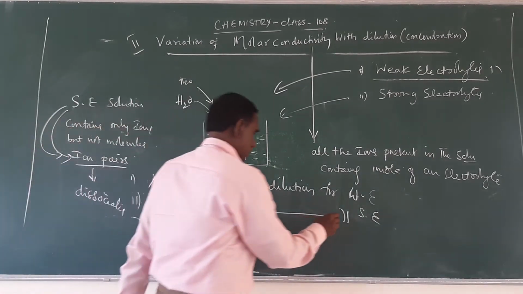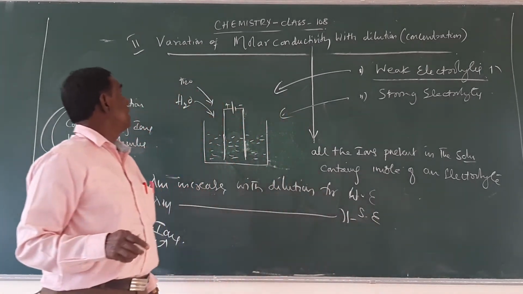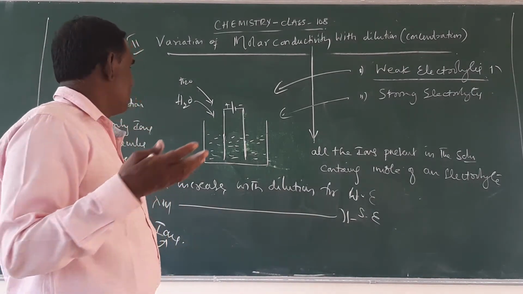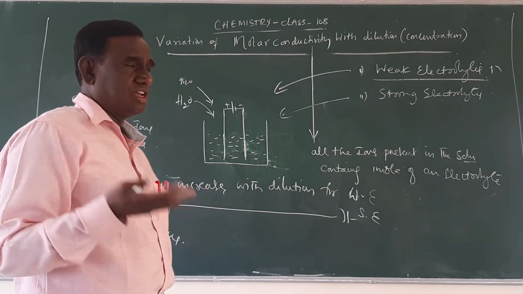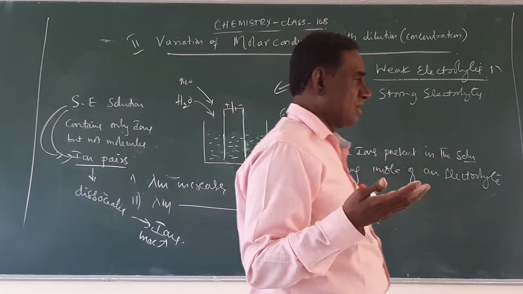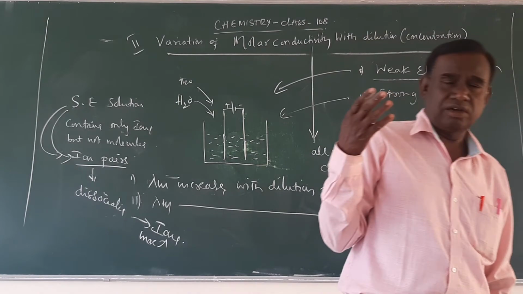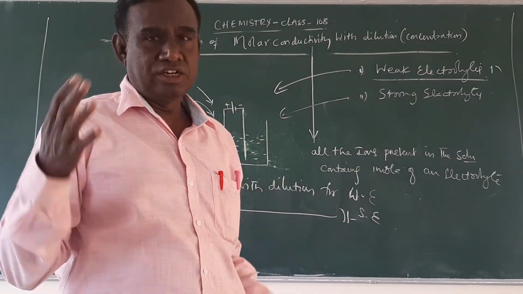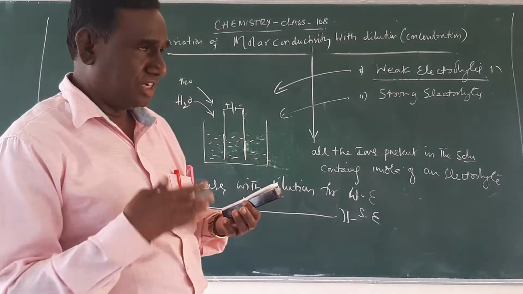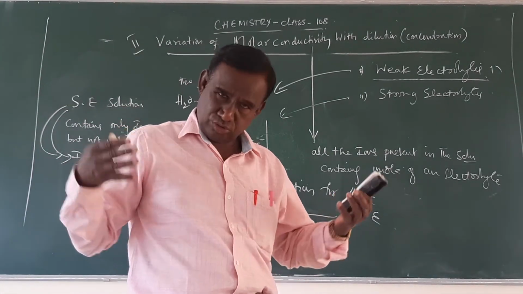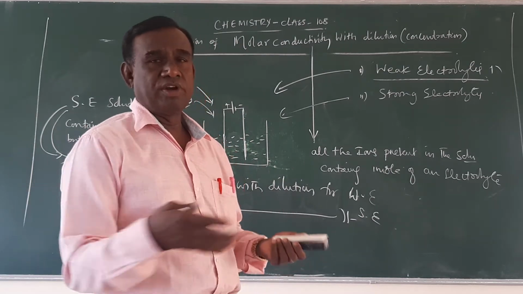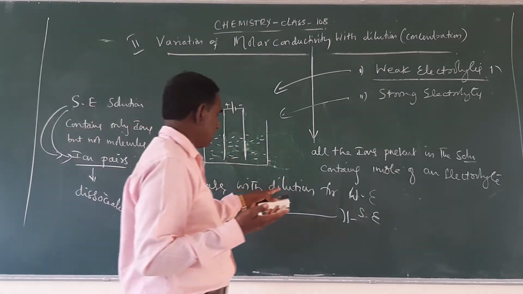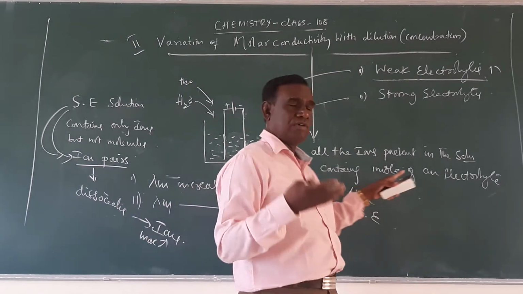That is how you can explain the variation of molar conductivity with respect to strong electrolyte. Now, a weak electrolyte solution generally contains some ions as well as some undissociated molecules. But when water is added more and more, the undissociated electrolyte dissociates, giving more ions, whose mobility is high. Therefore, lambda m, the molar conductivity, increases with dilution for weak electrolytes.